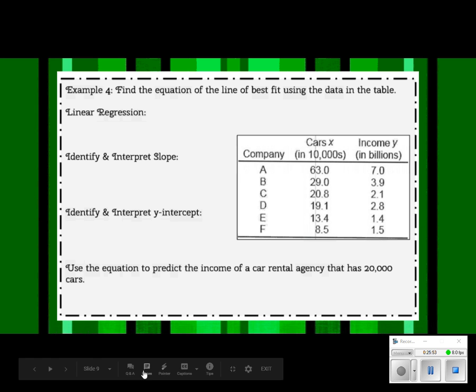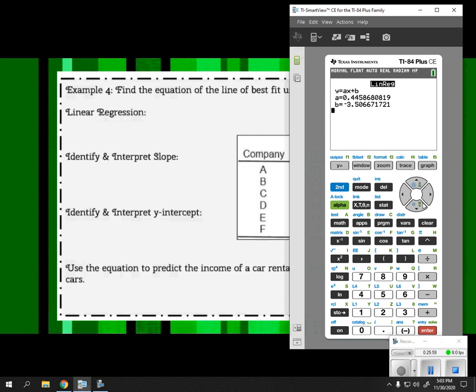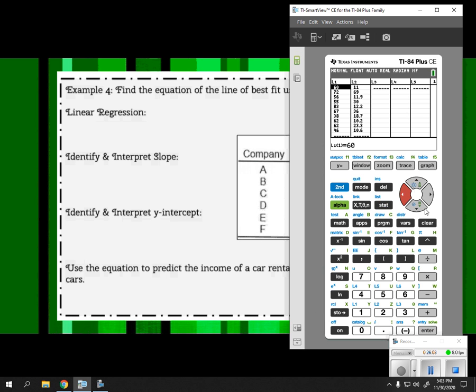So let's go back to our calculator. And again, you should be practicing. If you're not practicing, you need to. We're going to hit stat and enter. Just watching is not enough. I can guarantee you that. My mouse is not behaving itself. Okay.